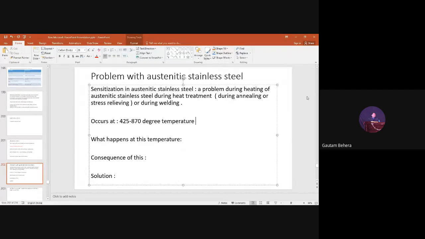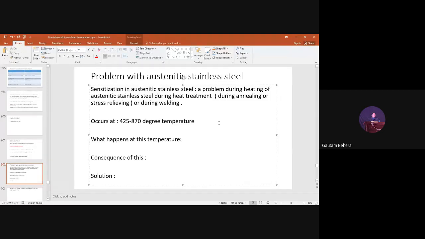Okay, so the problem associated with austenitic stainless steel. You understood till now that we are not giving certain heat treatments. Why would we perform any heat treatment on austenitic stainless steel? Even if you give some heat treatment, no phase transformation will occur. Austenite will remain even at room temperature, right? So what is the need of heat treatment for austenitic stainless steel?